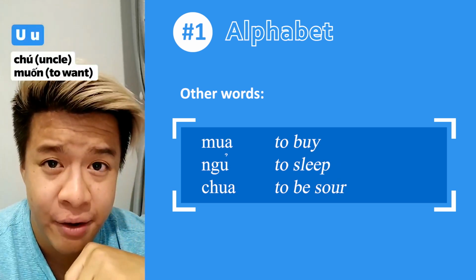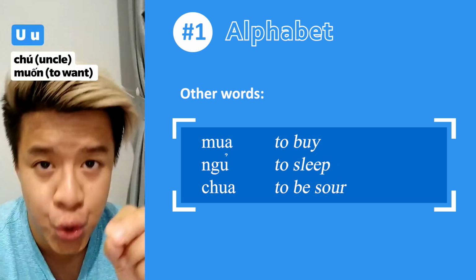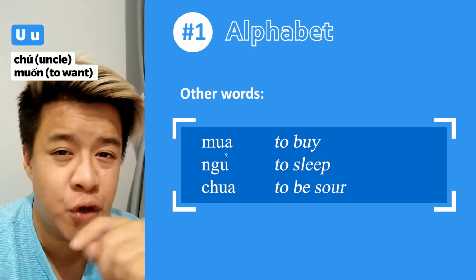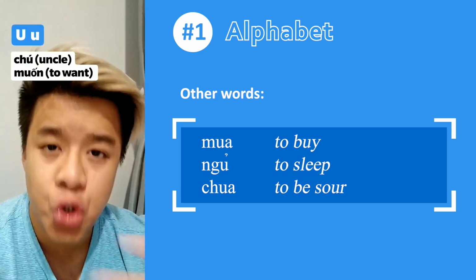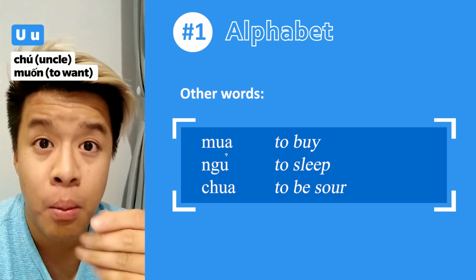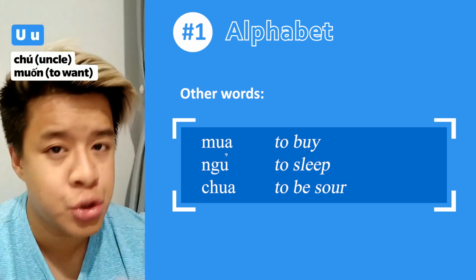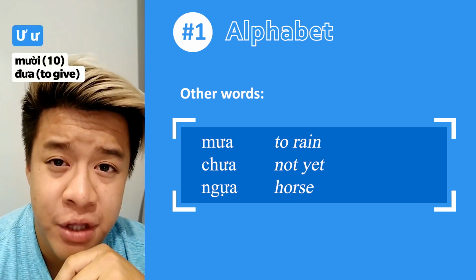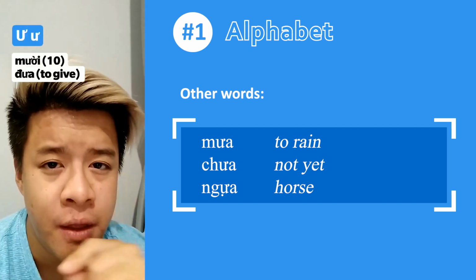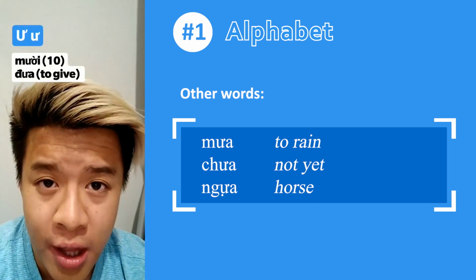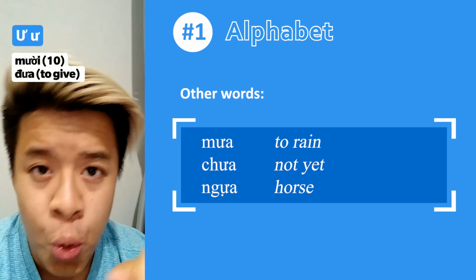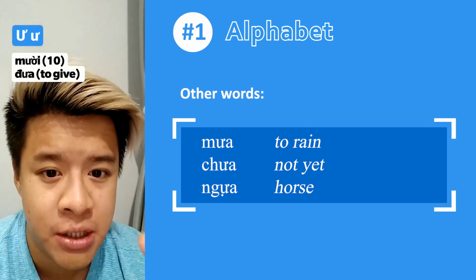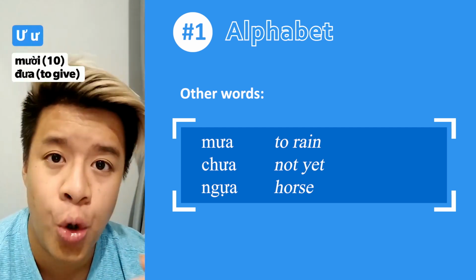All right, so the last letter that I'm gonna cover is the letter U. So there are two variations. The first one, the normal one, is simply U, as in chú, chú, uncle, or muốn, muốn, to want. Okay, then we have the U with the hook again. And that one you can practice by saying U and then relaxing your lips. U, u, as in mười, number 10, mười, or đưa, to give.